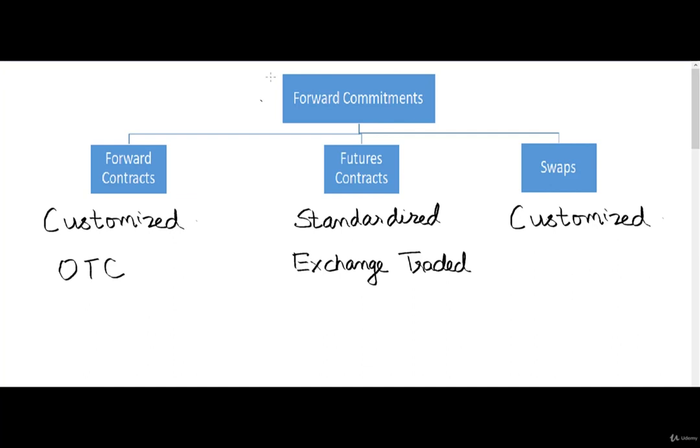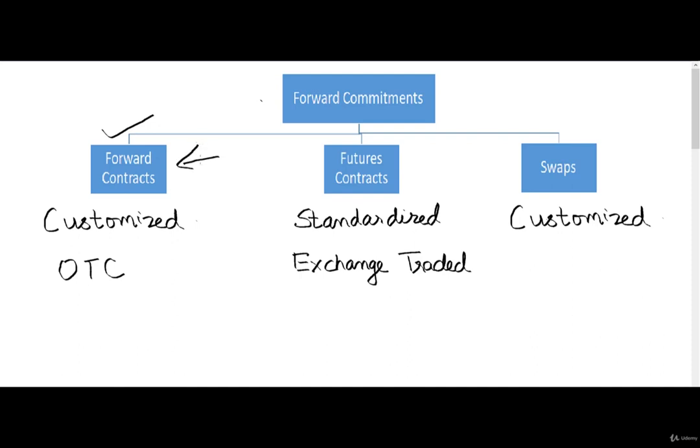Forward commitment is legally binding, as the contract participants are legally bound to transact in future at a previously agreed upon price. In simple words, both participants have an obligation to perform. So the first type is forward instrument. The structure of the sugar example, which we have been discussing in the previous videos, was the forward contract.